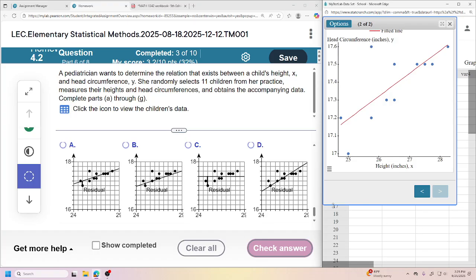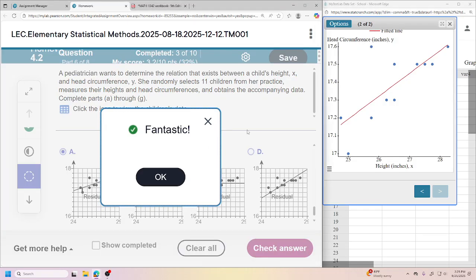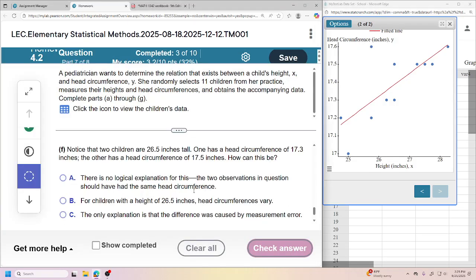You like C? I think all the dots look the same. I think it's where the line is. So look at where the line is. Which one do you think? Say it. A. You like A? I'm going to try A then. A. All right.